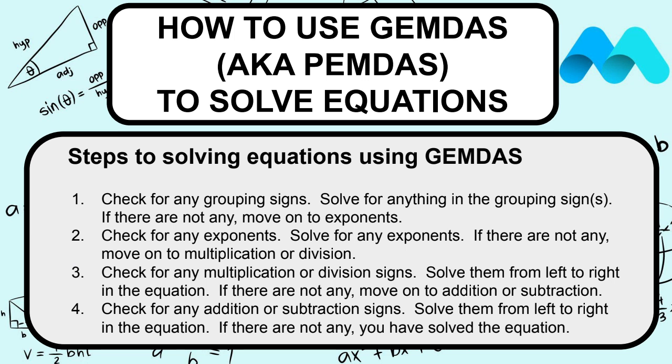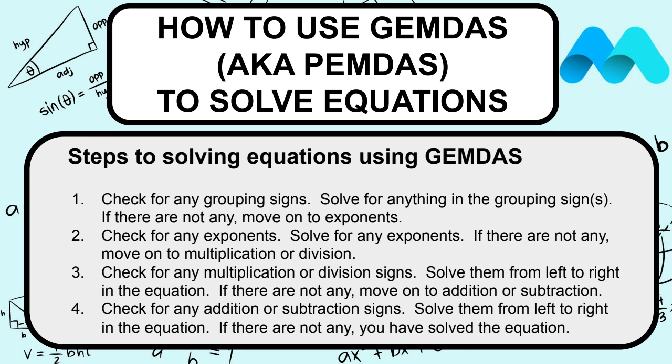So the steps are fairly straightforward. It's basically you're going to repeat the same thing with each one, but let's look at step one here. So step one, you're going to check for any grouping signs. Again, that's not just parentheses. You're going to solve for anything in the grouping signs. Then once you have solved for them, if there are not any left, you're going to move on to exponents. You're going to do the same thing for exponents. You're going to check for any exponents. You're going to solve for any exponents. If there are not any exponents, move on to multiplication or division.